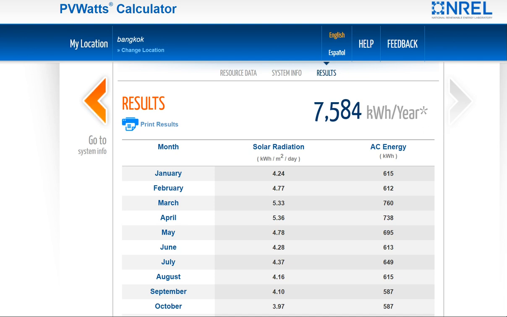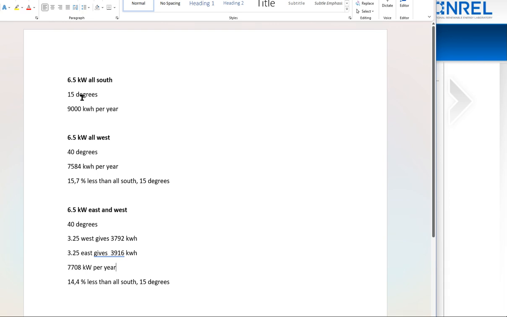Okay, so let's now look at the numbers. We have the first that we already ran the simulation, 6.5 kilowatt, all south, 15 degrees. That's the perfect. So this is the frame. This is what will happen if we make a frame that's perfect. Okay, this is the last simulation we ran. This is if we put all the panels on the west side of the house on the steep slope. Then we get 7,584. It's a 15.7% difference. So we get 15.7% less.